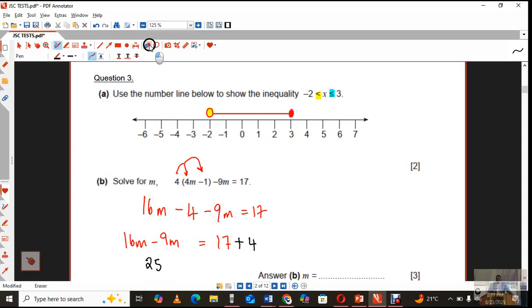No, we are subtracting. So taking away 16m minus 9m, you just subtract the two from each other. That gives you, of course, 7m, and adding 17 plus 4 more gives you 21. So at the end of the day, you would have that m will be 21 divided by 7, where m is equal to 3.